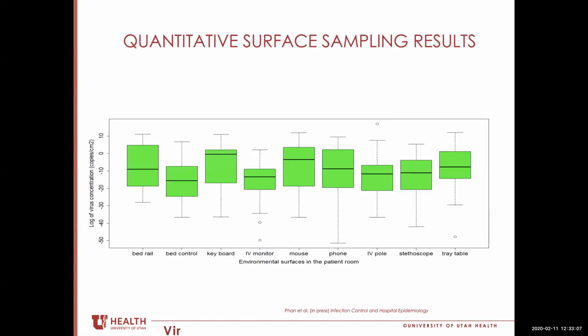Quantitatively, these results show quite high variability. Note this is a log scale on the y-axis of gene copies per square centimeter. And there are no statistically significant or obvious pattern differences between the amount of contamination on the different surfaces, but the concentration of virus gene copies on these surfaces varies by several orders of magnitude.